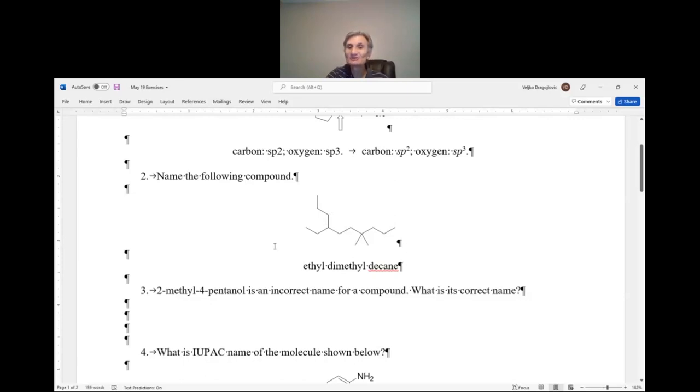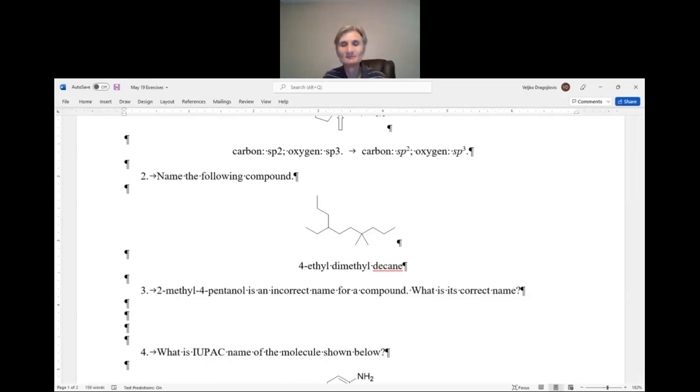Now, you need to assign the smallest possible set of numbers to the substituents, which means you number the chain from left to right and right to left, and see which one gives you the smallest possible set of numbers. So let's try from left to right. It should be 1, 2, 3, 4. So ethyl would be 4.